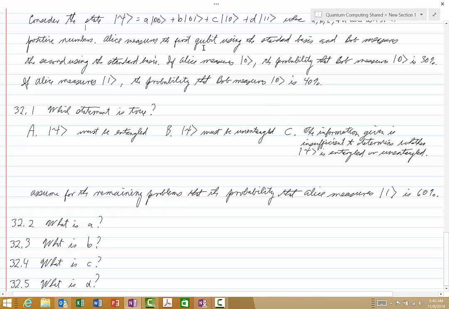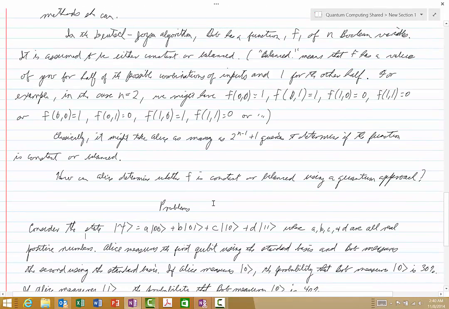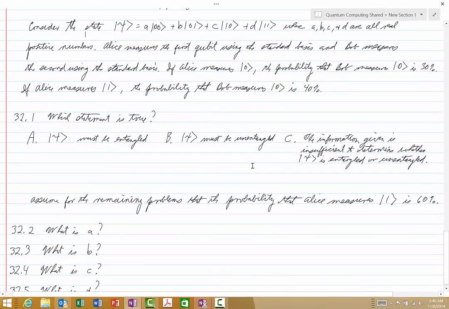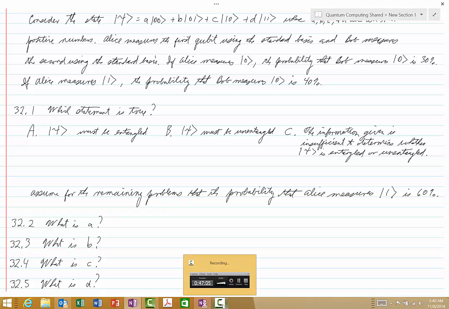Now, given all this information plus this extra fact, you should be able to find a, b, c, and d. And so that's what you need to do in problems 32.2, 3, 4, and 5. And so that will begin to get you in the process of reviewing for the final exam. And once again then, in the next lecture, we will jump right into showing how the Deutsch-Jozsa algorithm can be used to determine in just one query whether Bob's function of n Boolean variables is constant or balanced. And that concludes lecture 32. And so good luck.